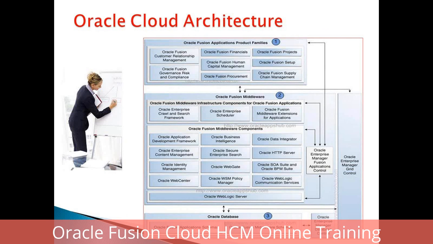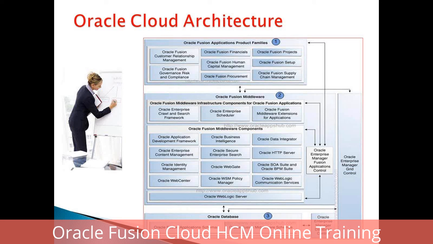Then the architecture. Just like E-Business Applications is a 3-tier architecture model, the Fusion applications are also a 3-tier architecture. The first layer, or the first tier in the 3-tier architecture, is the Fusion applications product families, where we can see Fusion Financials, Fusion Human Capital Management, Fusion Projects, etc. Then we have the second tier, which is nothing but the middleware.